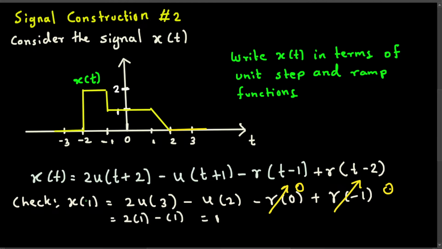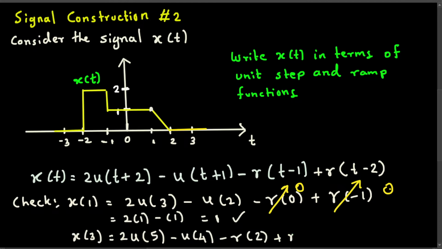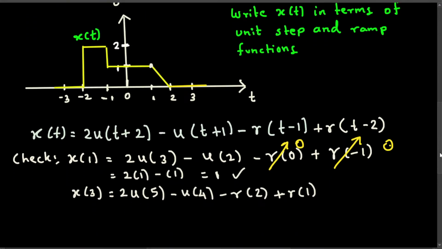Now let's check. At x of 1 this should be 1. At x of 1 you can see this is 1. So it means this is right. We just verified it. Now let's try to verify another value. Let's say x of 3, and if we plug 3 in for the time, what's going to happen? This is going to be 2 u of 3 plus 2, that's 5, and then minus u of 3 plus 1, that's 4, and then minus r of 3 minus 1, that's 2, and then plus r of 3 minus 2, that is r of 1.